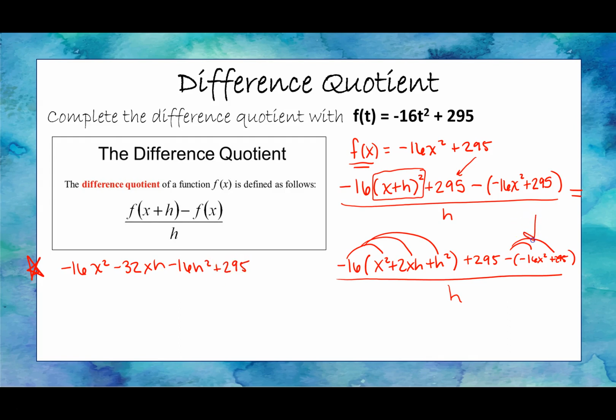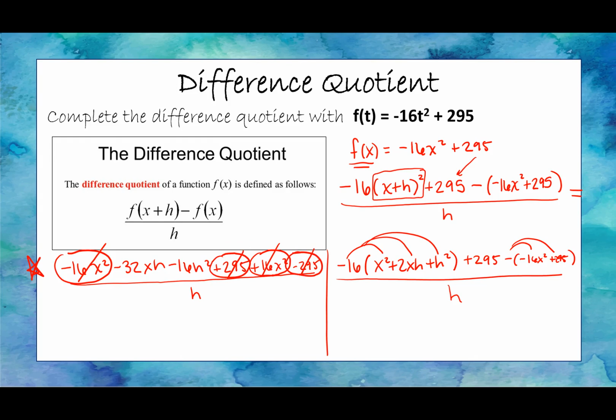Now I'm over to this section right here. So I'm going to have a plus 16x squared and then a minus 295 all over h. At this point, you actually should have everything cancel out except for something with an h in it. And so what I mean is if I circle this minus 16x squared, notice there's also a plus 16x squared. So that disappears. I also have a plus 295 and a minus 295, so that cancels as well.